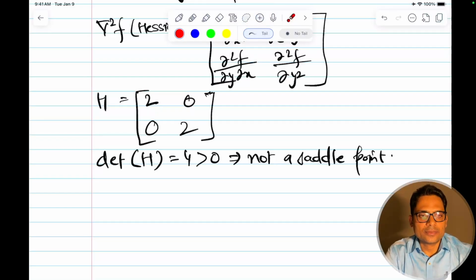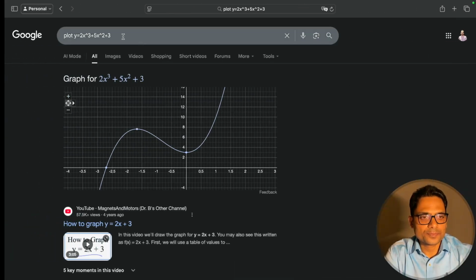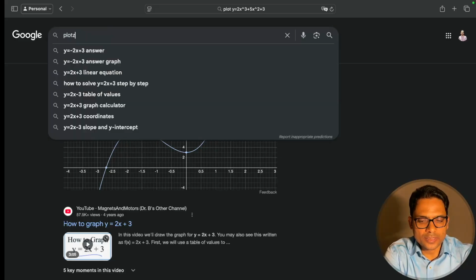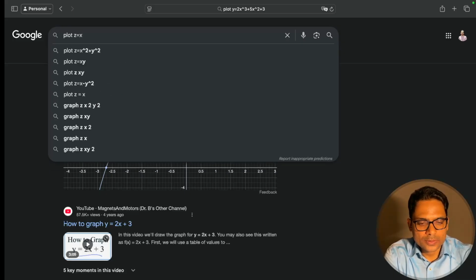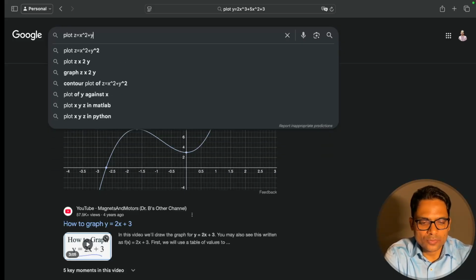So let's plot it. Plot z is equal to x square plus y square.